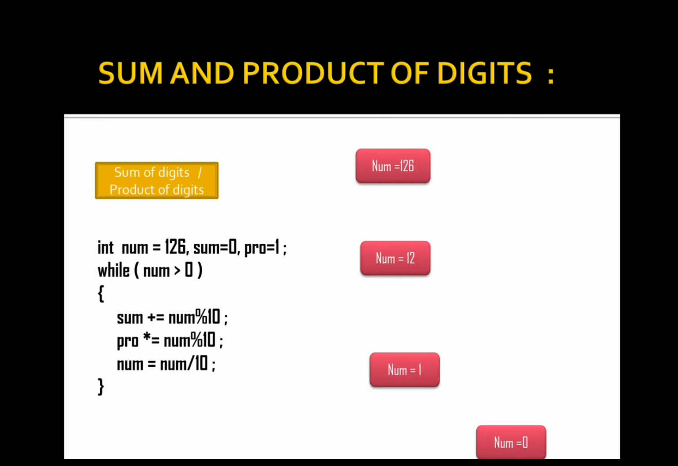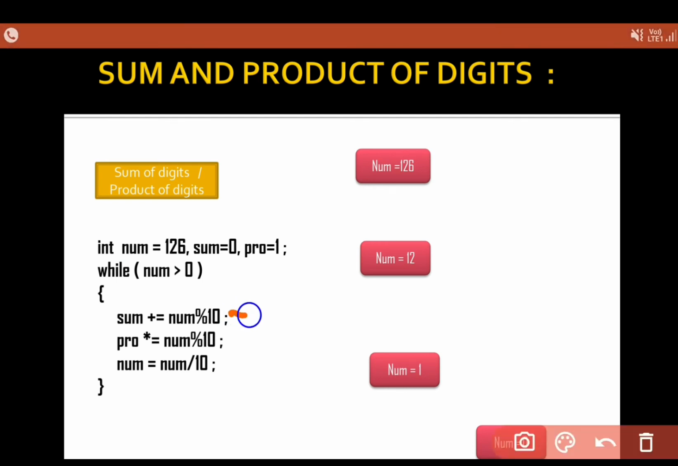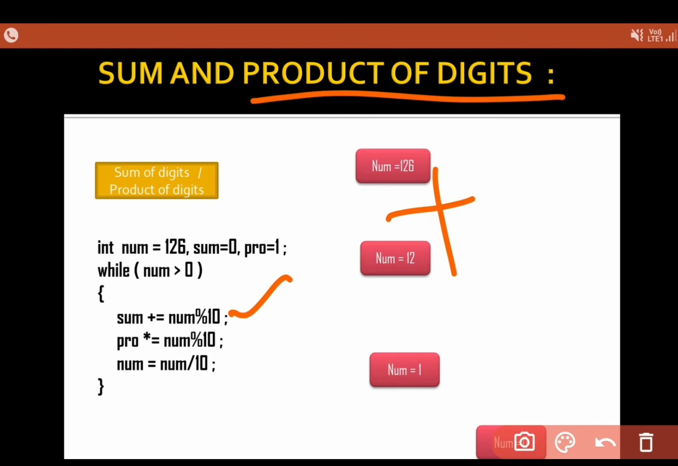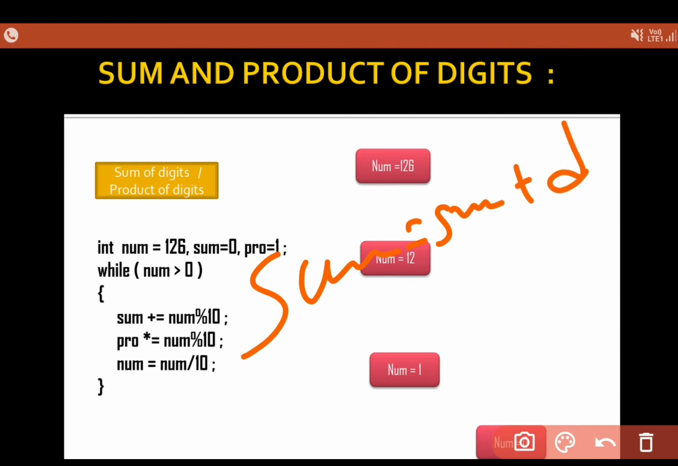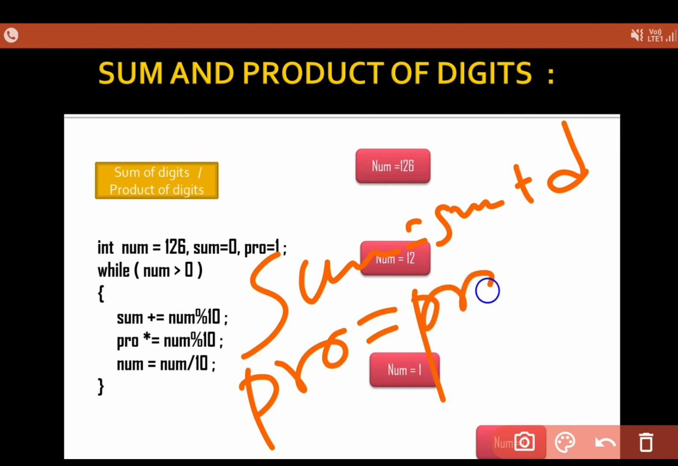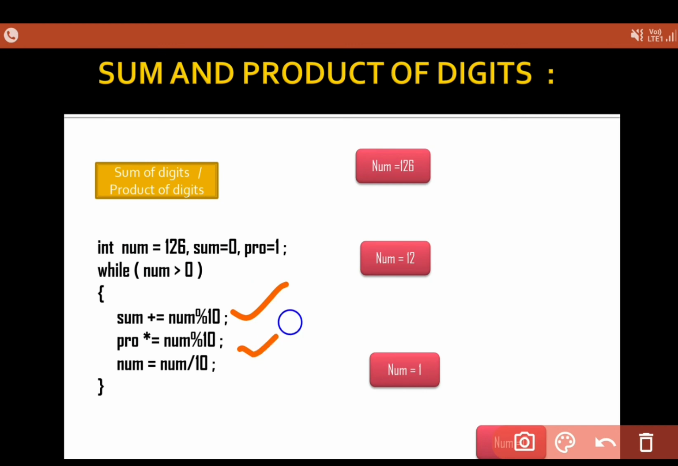But how are we going to do that? I told you how we find the sum of digits. Now you have to find the product of digits also. For sum we use plus, and for product we use asterisk. The same thing we are doing here. When we write sum equals sum plus digit, for the product we write product equals product into digit. That's it.